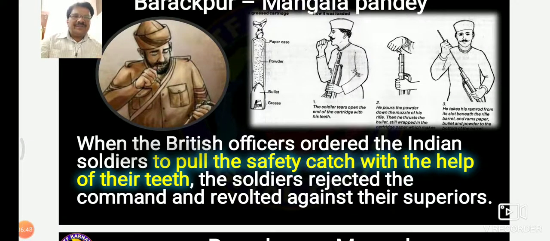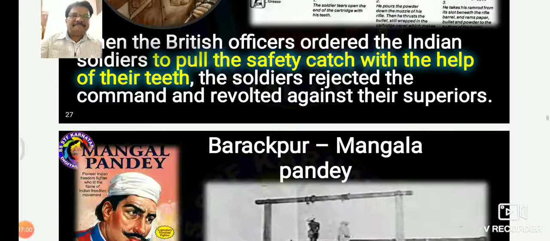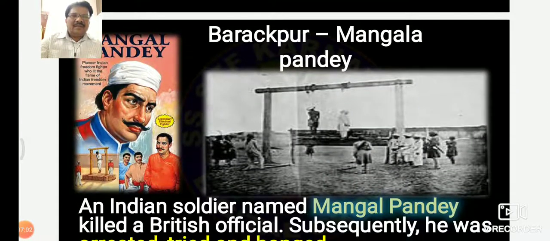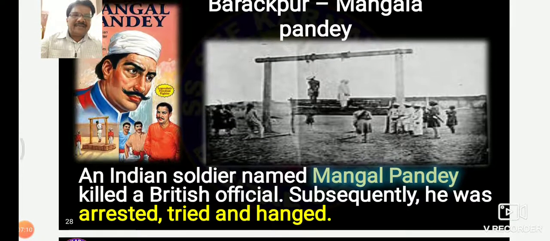When the British officers ordered the Indian soldiers to pull the safety catch with the help of their teeth, the soldiers rejected the command and revolted against their superiors. At Barrackpore, an Indian soldier named Mangal Pandey killed a British official. Subsequently, he was arrested, later tried and hanged.